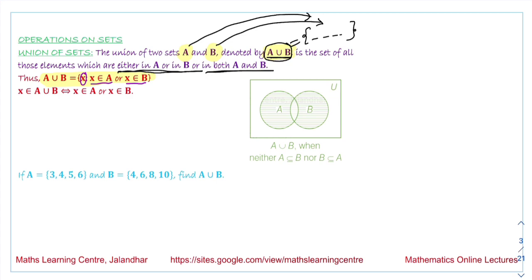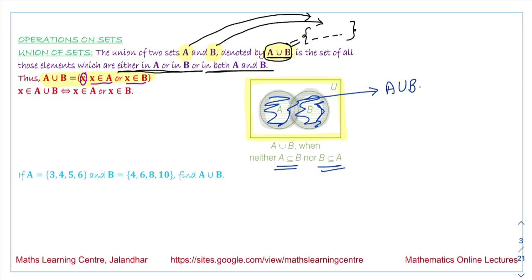In Venn diagrams, it is shown like this. Suppose U is the universal set, and these are the two sets A and B we are talking about. Then the union means we are talking about all the elements of A and all the elements of B. All these elements together form the union of these two sets A and B. Over here, neither A is a subset of B nor B is a subset of A. The things will be more clear to you with our next example.